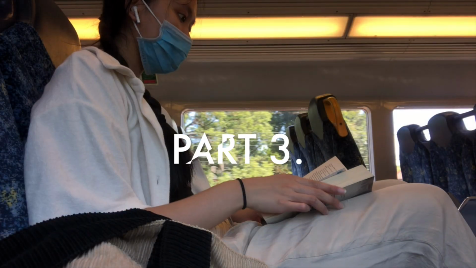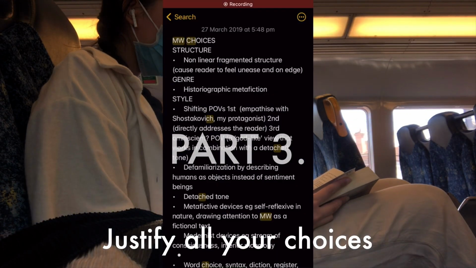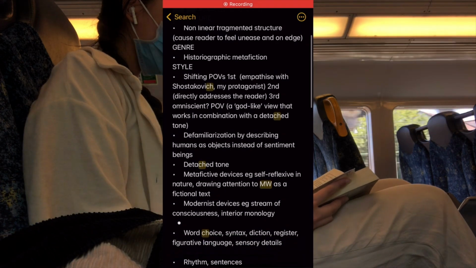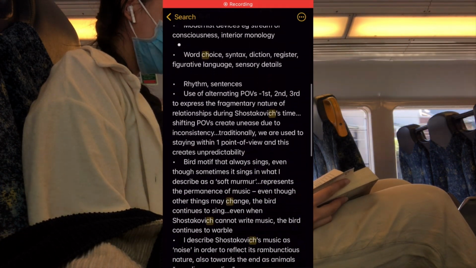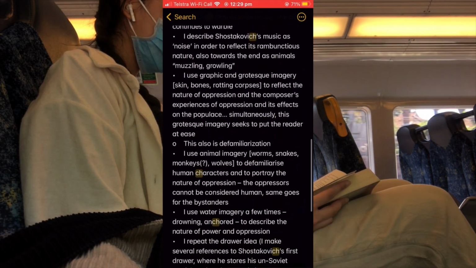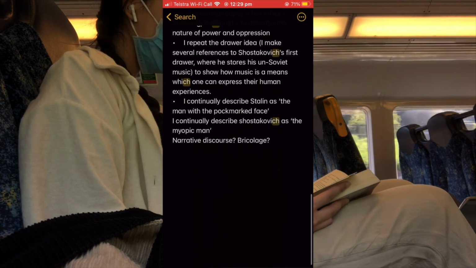Okay, so thirdly, something that's super important is to justify all of your choices. Basically you've got to link everything back to purpose and effect. Always ask, how did the formal choices I'm making work to express my concept? Now here are some choices for you to think about.